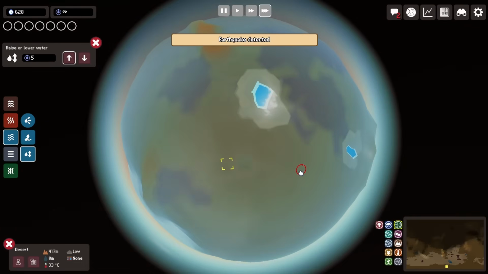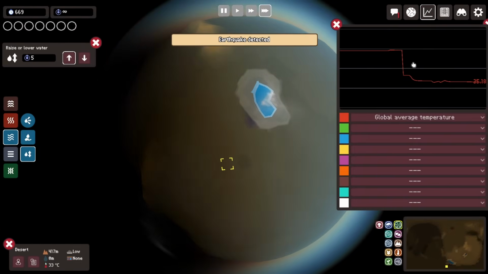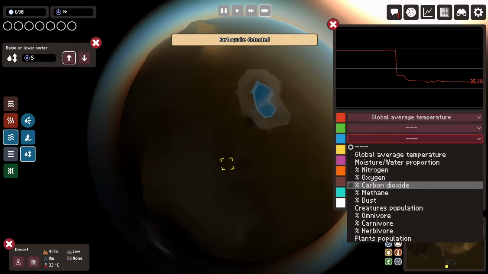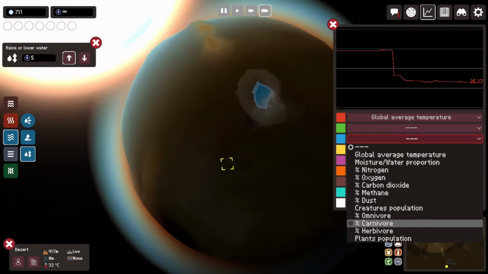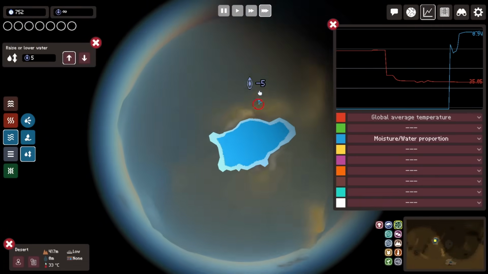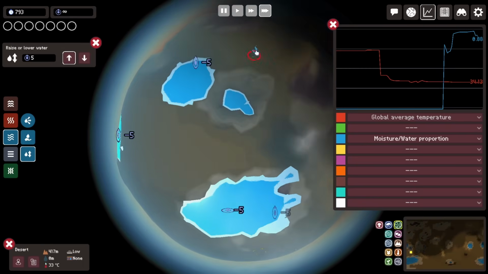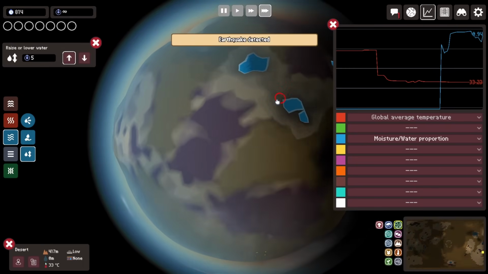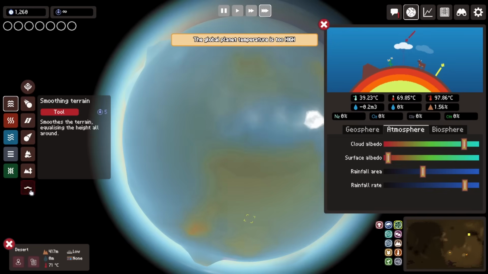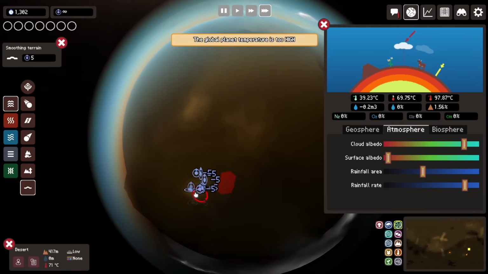That said, you can immediately see all that water drying up, and I put up the chart of the moisture water proportion, and you can see that we have a very high ratio because all the water is now in the atmosphere as clouds. That is something you are going to expect on a hot planet, a lot of humidity. Before really continuing further, I did want to smoothen the terrain.